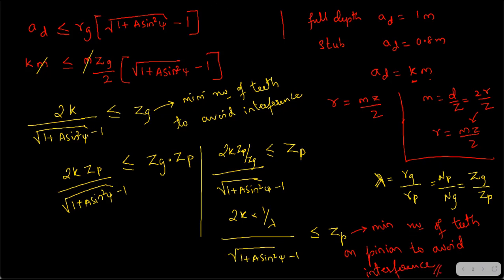We have derived the equation for minimum addendum. See, addendum should be less than or equal to, in the first case. So this is the first equation.